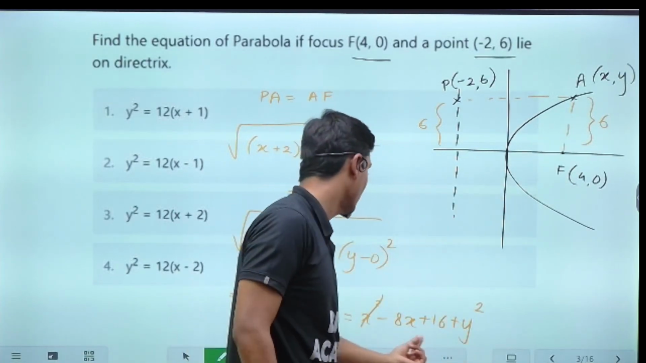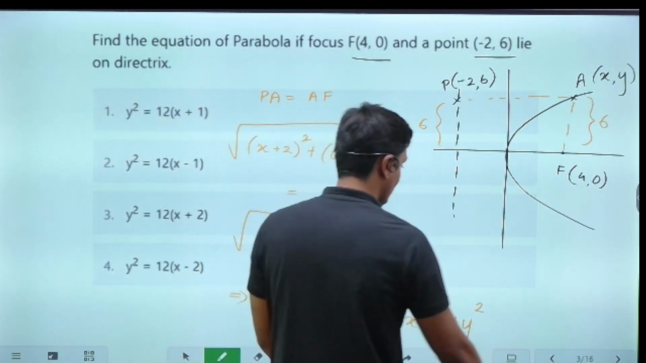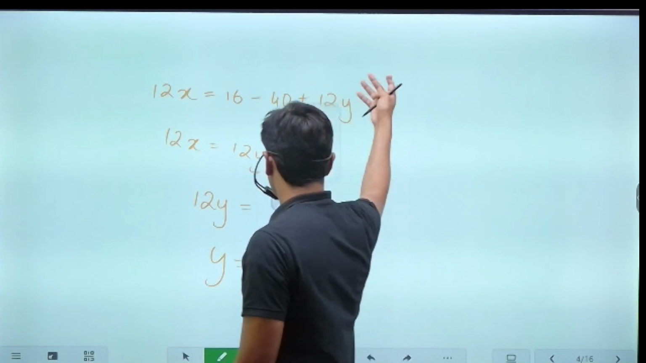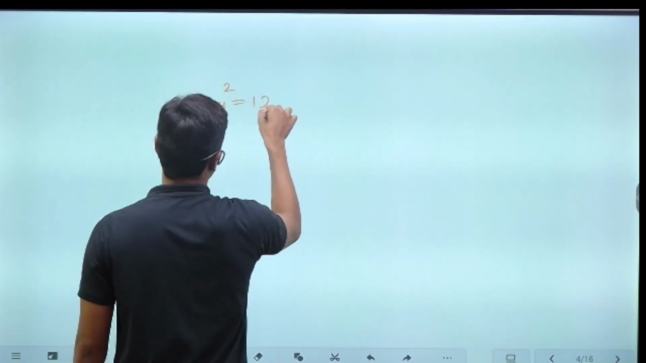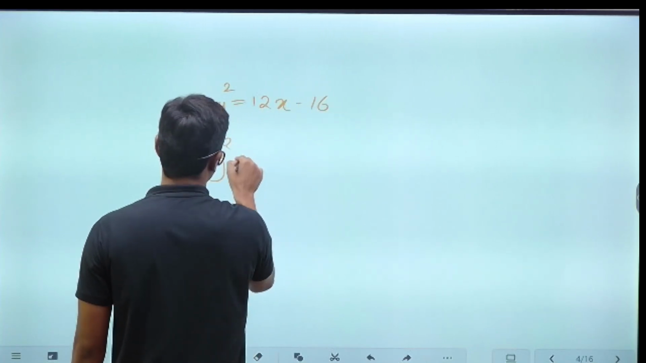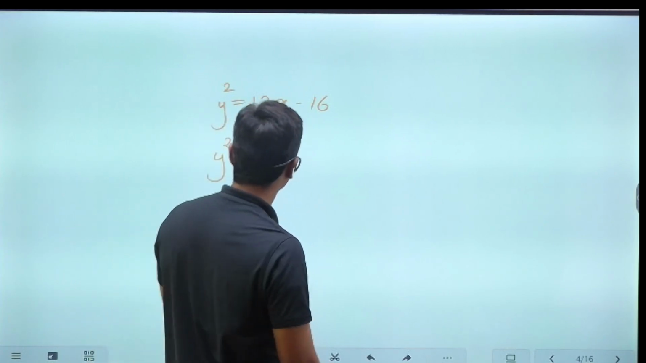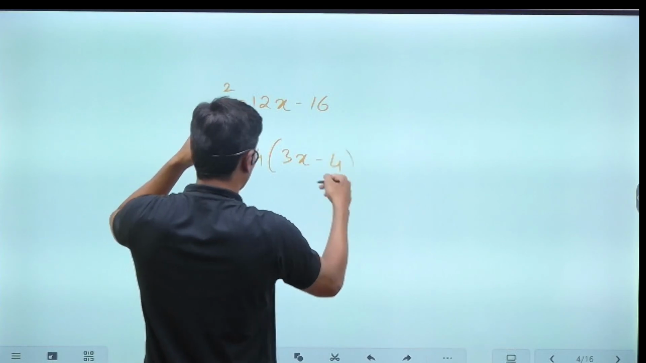So y square will be equal to what? This 8x will move to the right, 12x minus 16. Y square will be equal to 12x minus 16. So now here you can take 12 common, or 4 common. So 4 into 3x minus 4.